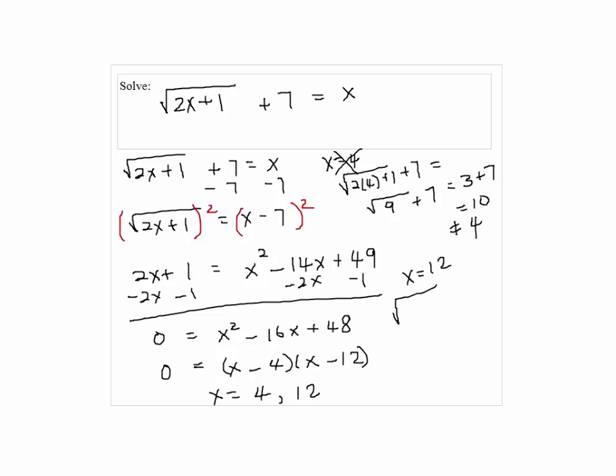If x equals 12, then the square root of 2 times 12 plus 1 plus 7 equals the square root of 25 plus 7, which is 5 plus 7, which is 12. So 12 works. So the answer is only 12.